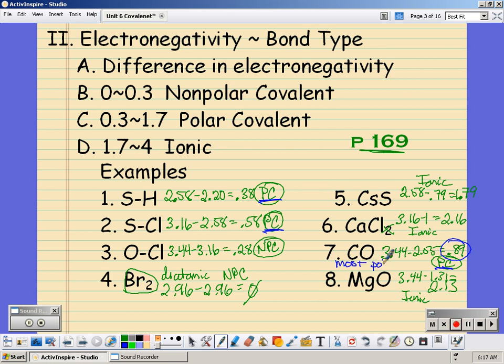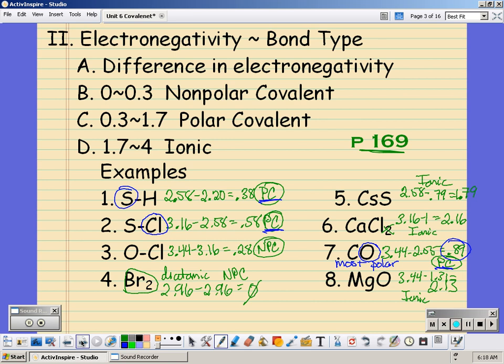If we look at C and O, which one would be controlling the electrons more would be the one with the higher electronegativity value. So oxygen would actually have the electrons more often than carbon because its electronegativity value is larger. If we look at S and Cl, Cl would have the electrons more often than sulfur because it has the larger electronegativity value. And then S and H, S would have the electrons more often because it has a larger electronegativity value.